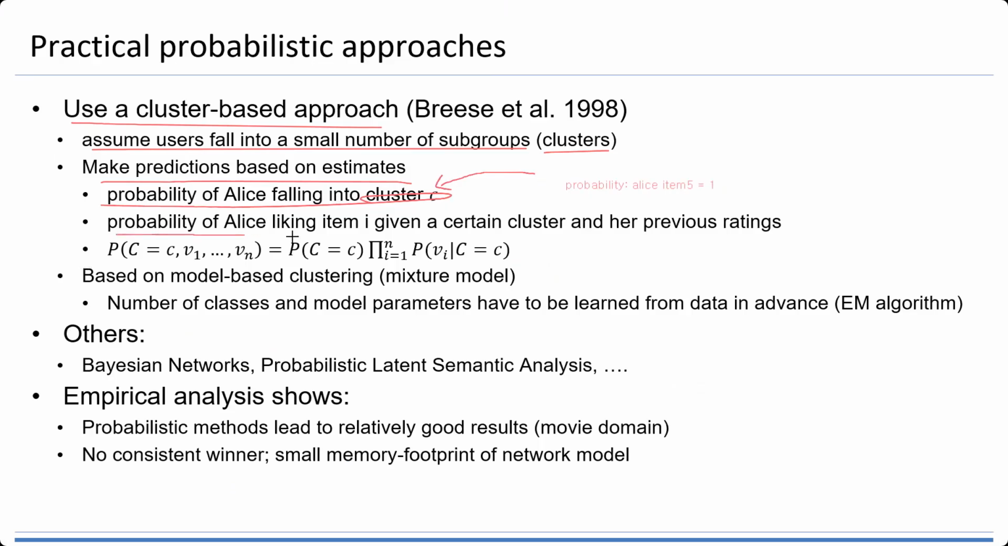So the probability of Alice liking the item I, given a certain cluster and her previous rating, we can calculate with this formula. I have the information about the clusters and the information about the rating. Then it will be the probability of that cluster, multiplied by the probability of a given rating based on that particular cluster. So it is based on model-based clustering or the mixture model.